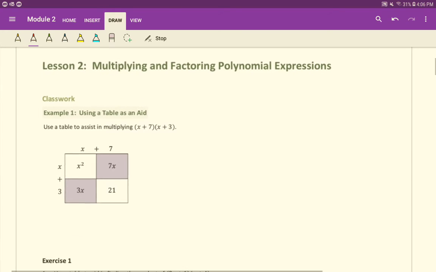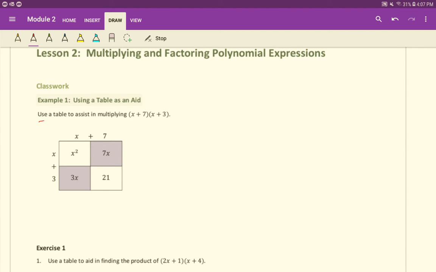So example 1 here, we are asked to use a table to assist in multiplying x plus 7 times x plus 3. This is something that we saw in the last lesson, if you recall. So, typical table here, the x plus 7, they wrote that across the top here, and the x plus 3, they wrote down the column there. And then you create your table by drawing some lines right here like this, and then you draw lines through the plus signs as well.